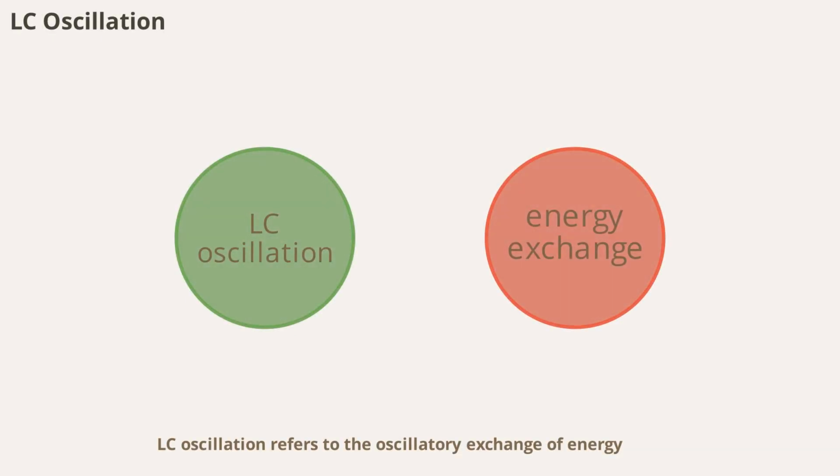LC oscillation refers to the oscillatory exchange of energy between an inductor and a capacitor in a circuit. When a charged capacitor is connected to an inductor, the energy stored in the capacitor's electric field is transferred to the inductor's magnetic field and back again, creating oscillations. The frequency of these oscillations depends on the values of L and C. LC oscillations are fundamental to radio transmitters, receivers, and many electronic devices that require stable frequency generation.